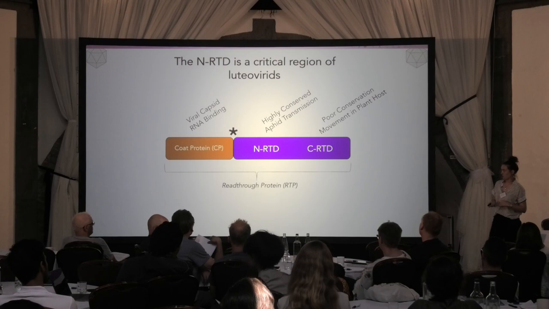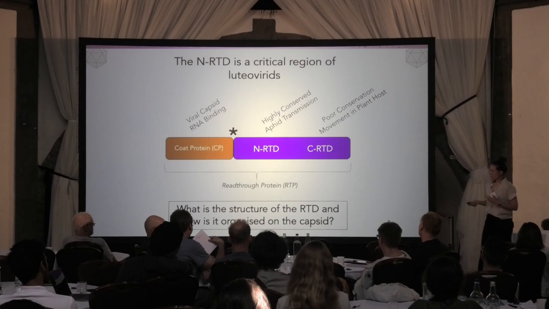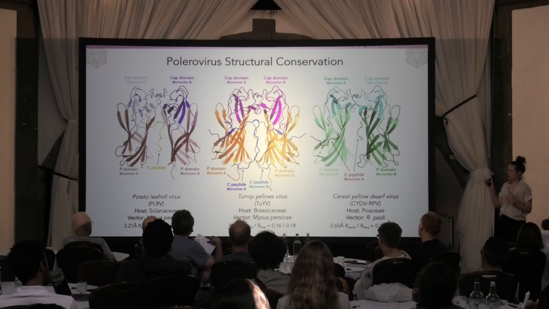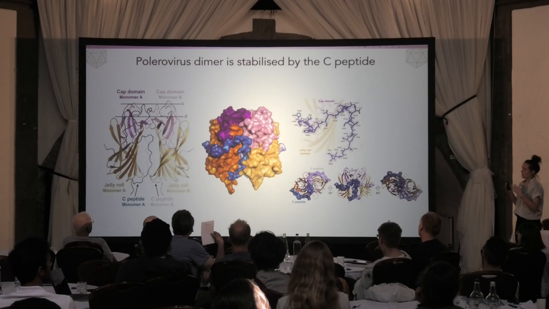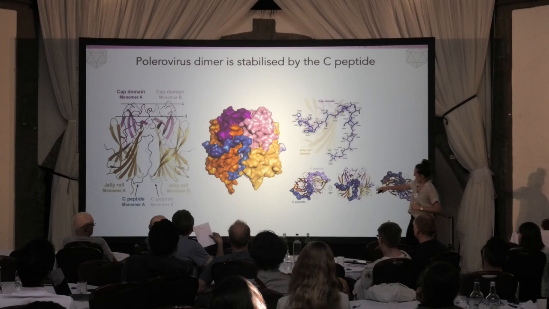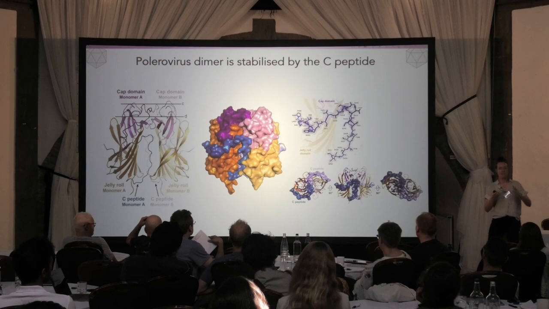We ended up crystallizing three of these from three different species: potatoes, turnips, and cereals. These are constitutively a dimer. When you look at this, you see this really nice C-peptide coming up through the center of the two monomers and wrapping around the outside of the dimer. Now, I've mentioned C before. So we have a dimer that makes up this NRTD.